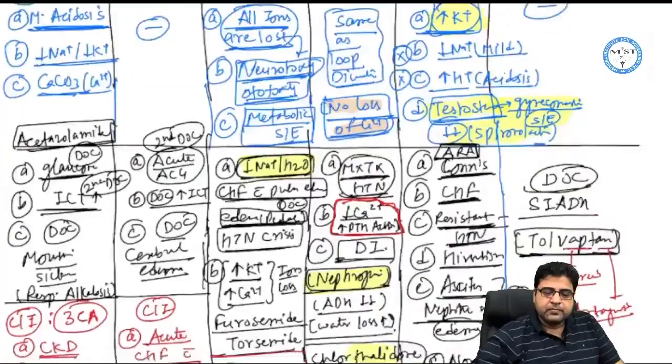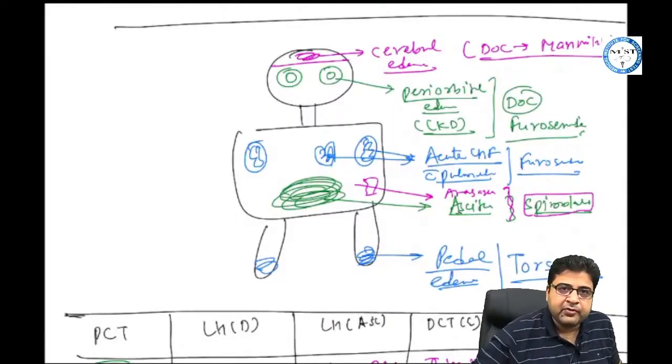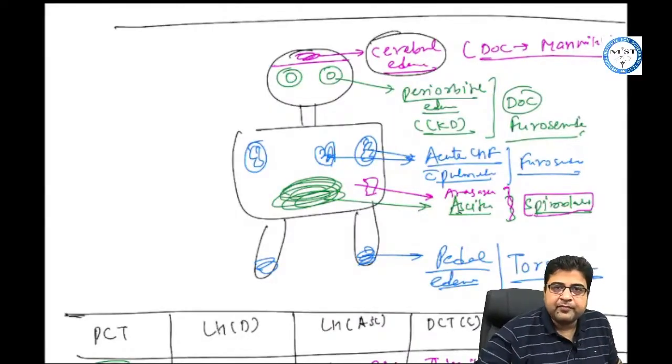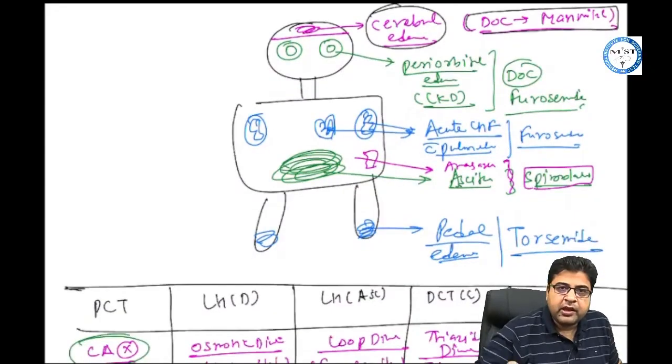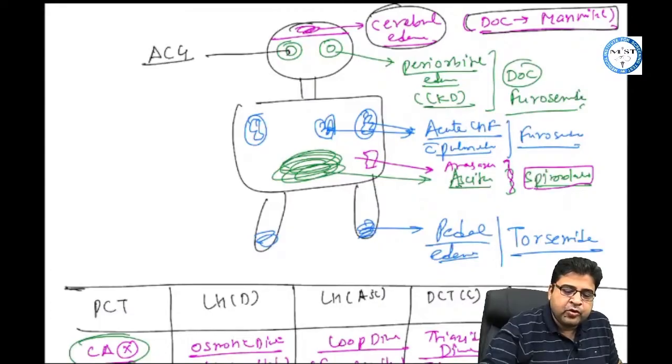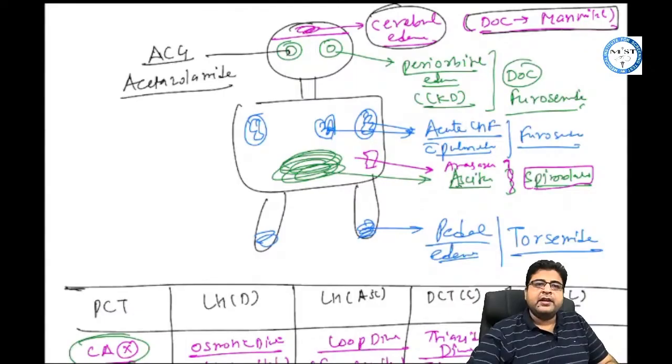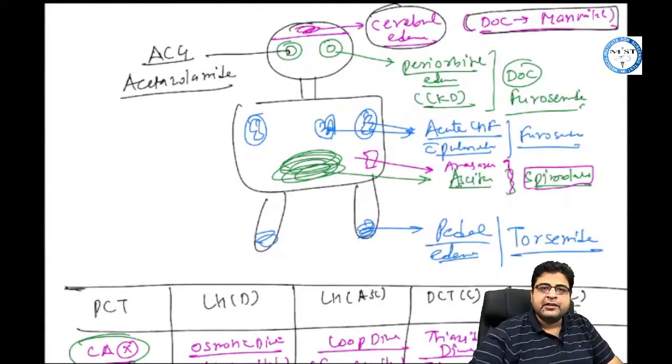So, drug of choice for different types of edema. For cerebral edema, the drug of choice is mannitol. And for edema inside the eye, that is angle closure glaucoma, we use acetazolamide.